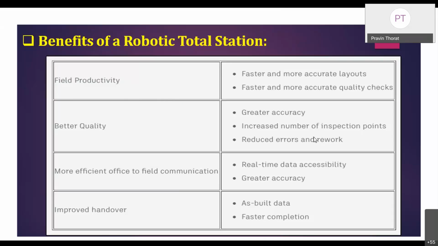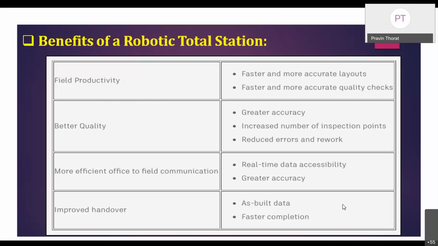But in a robotic total station, this type of error does not happen, because the robotic total station first rotates 360 degrees to find the obstacles present in the site where we have to do the survey. With great accuracy and an increased number of inspection points, it will inspect various points by itself without an operator. Then errors and rework are reduced.